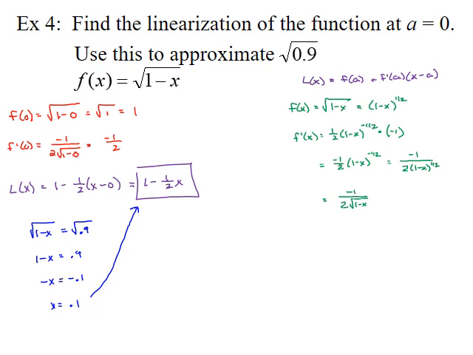So I can say that L of 0.1 is 1 minus 1/2 of 0.1, which is equal to 1 minus, and 1/2 of 0.1 is 0.05. So this is going to end up equaling 0.95. And that is the approximate value of the square root of 0.9.